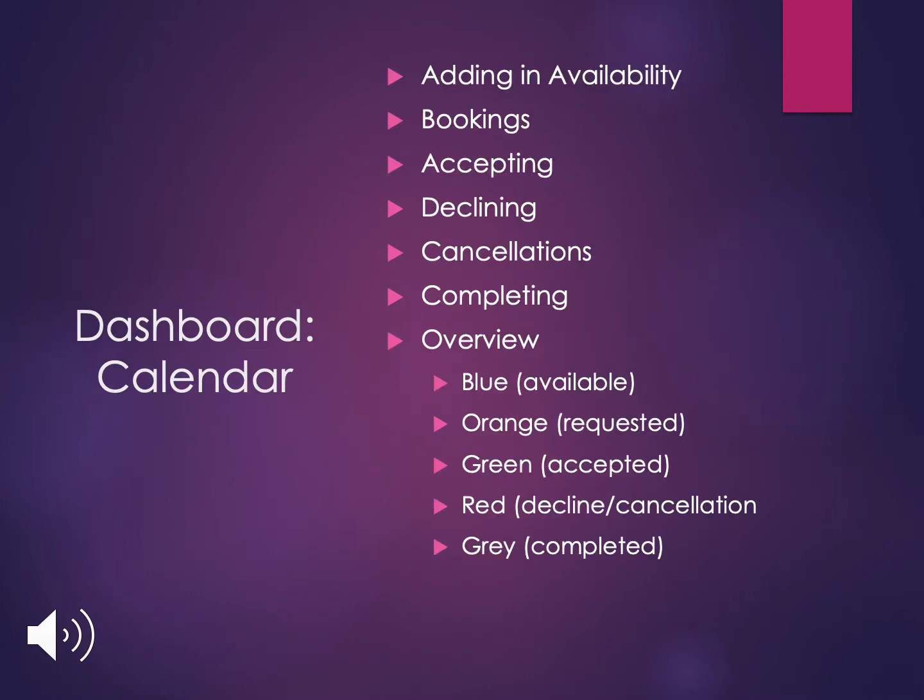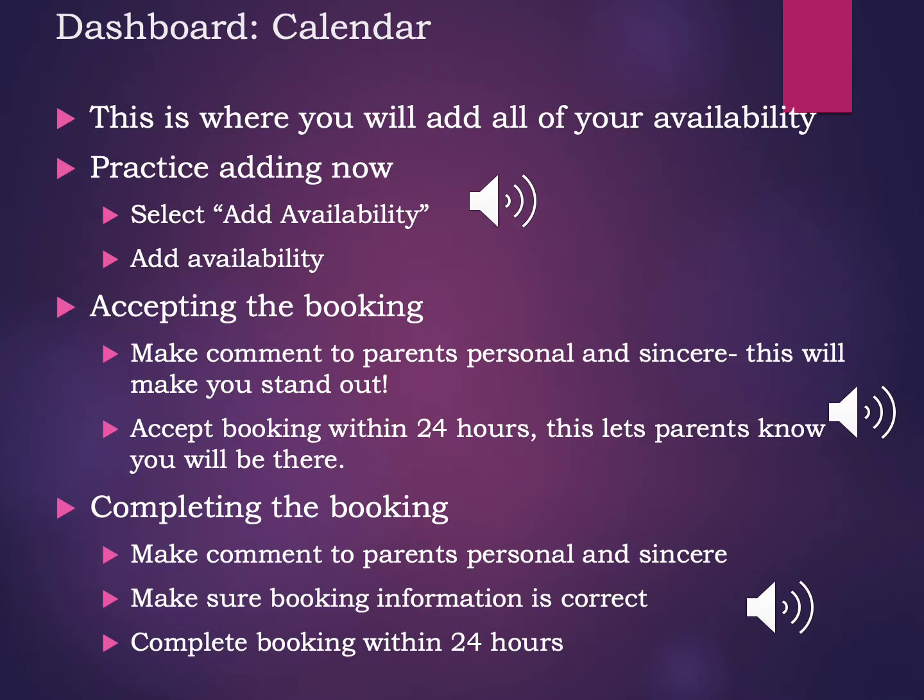The next section, and perhaps your most important section, is your availability calendar. This is where you will add all your availability hours so parents can book with you. To add availability, click on the purple Add Availability button. Once clicked, it will open a screen to add in availability.